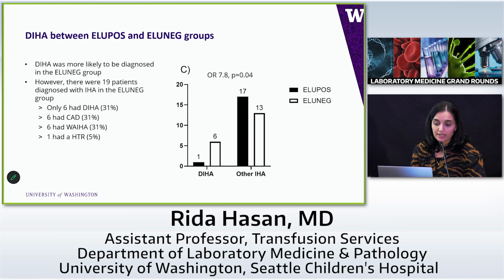And drug-induced hemolytic anemia, as I predicted, was more likely to be diagnosed in the eluate negative group. So your odds of having a drug-induced hemolytic anemia are about 8 times higher if your elution is negative. However, only 1/3 of those patients were actually diagnosed with drug-induced hemolytic anemia. In 1/3 of the patients, they were diagnosed with cold agglutinin disease, and in 1/3 of the patients, they were actually diagnosed with a warm autoimmune hemolytic anemia. While drug-induced hemolytic anemia was a more common diagnosis, it wasn't the only diagnosis.